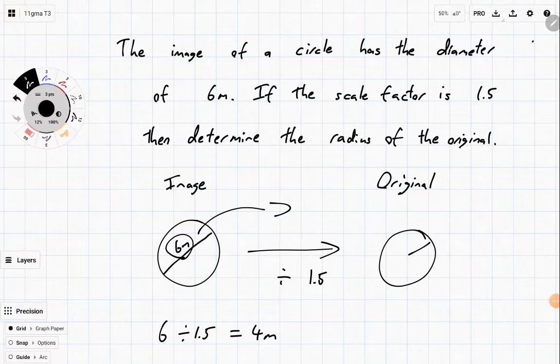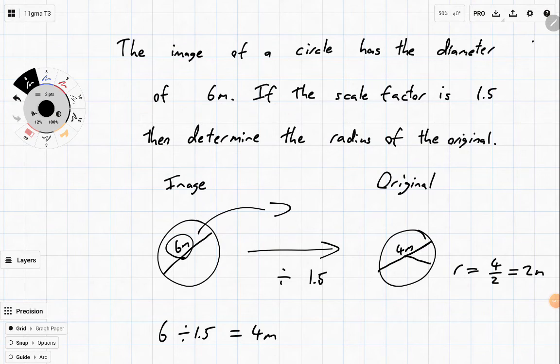But remember, that matches the same part. So that doesn't tell us the radius, that actually tells us the diameter is 4 meters. But we are interested in the radius. Well, the radius is just going to be half of 4, which is 2 meters. So the radius of the original one would be 2 meters.